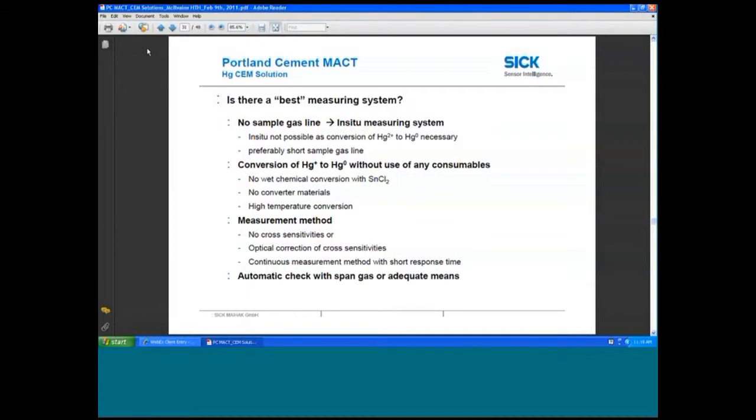And we also wanted it to be continuous, and so we wanted to get rid of gold traps and things that maybe slowed down response. And as we discussed in the earlier presentation, the wide-ranging concentrations that are seen in the cement industry through varying raw materials, as well as conditions like raw mill on, raw mill off conditions, necessitate an analyzer that will be able to give you a very short response time. And of course, it has to have automatic checks with span gas. Next slide.